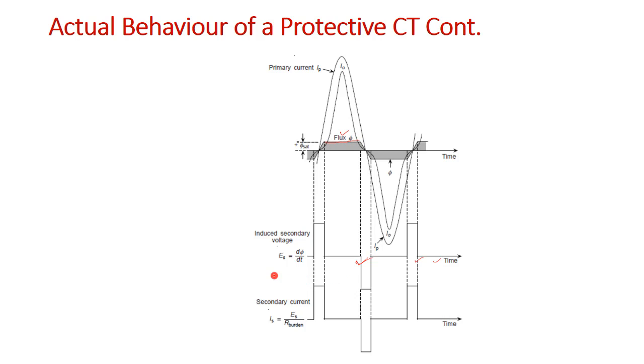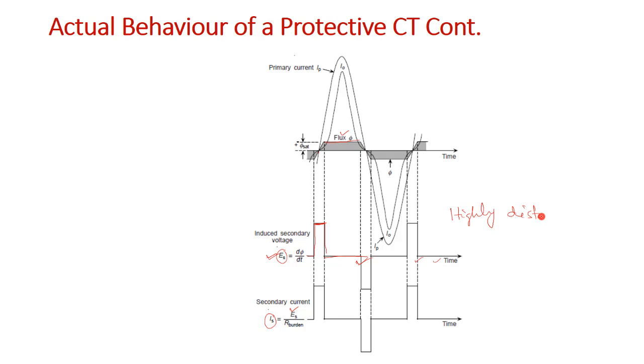Okay, so now if we see the induced voltage ES, it will again become like this, right? Because when your flux is changing during the zero crossing, it has a certain value. If we take the derivative of the flux, it becomes a constant. But when the flux remains constant, your induced EMF will become 0, right? So your induced EMF and your secondary current will be ES by R burden. So therefore it will become highly distorted, right?